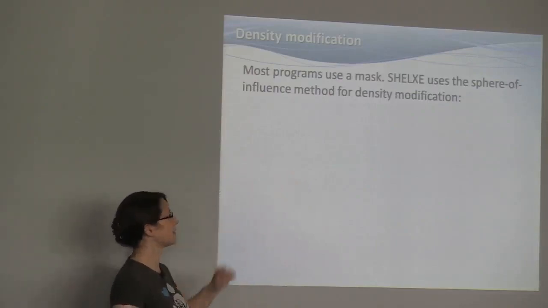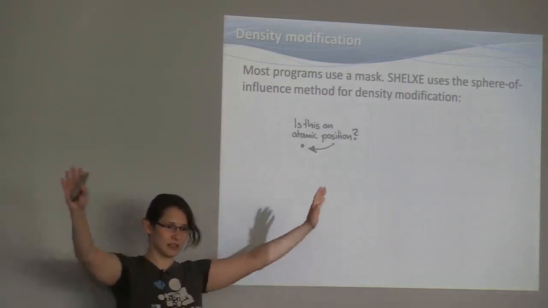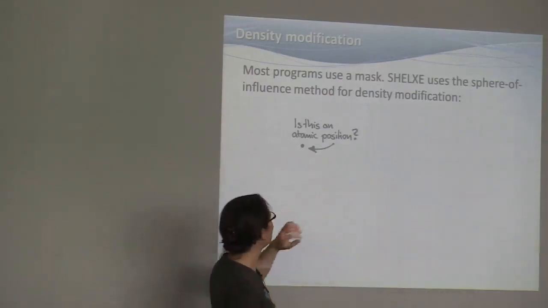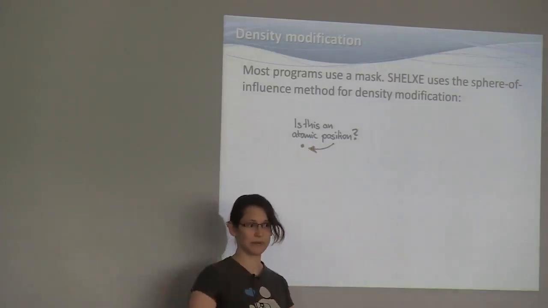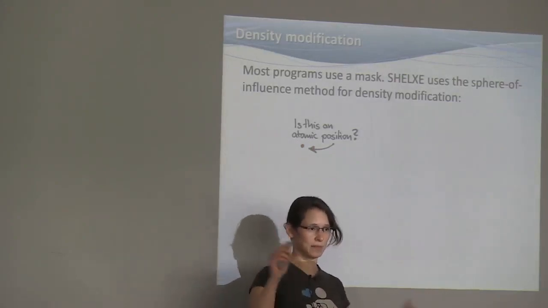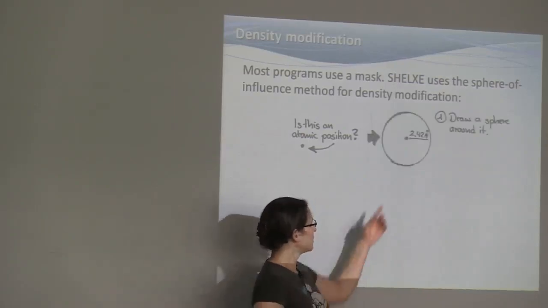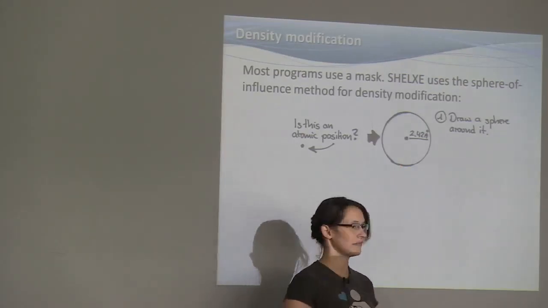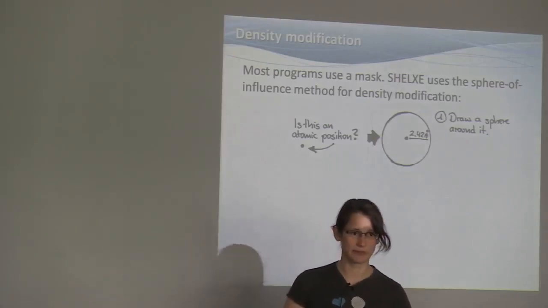ShelXE uses a sphere of influence method, which works like this. So we've got the newly generated electron density, and we forget for a moment about our substructure. We just take a random peak position somewhere in the map, just somewhere, and we ask, is this an atomic position? Is this a position in the ordered macromolecule or not? We draw a 2.42 angstrom sphere around it. Can anyone tell me why 2.42 angstrom? There's a very good reason for it.